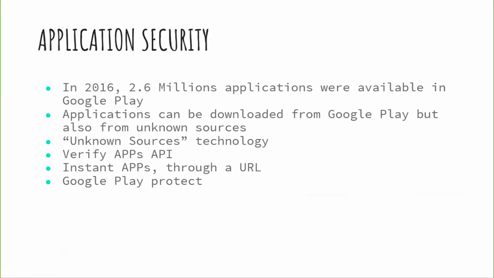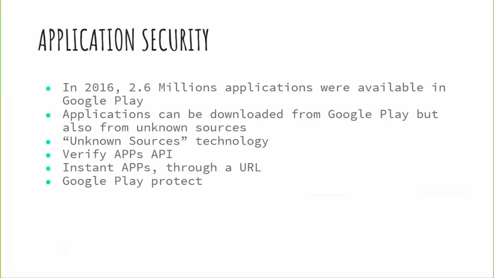Unknown sources is a technology that can approve a source from where to download the software to be used on the phone. That's the way that Android is protecting the user. Another way is the verified applications API. This is another way that is used by Google to protect the applications for the user.